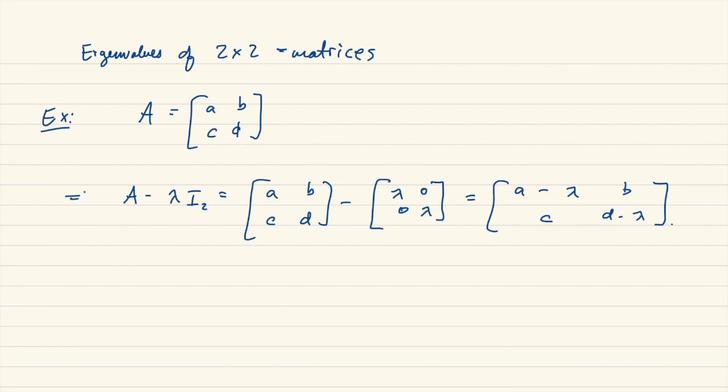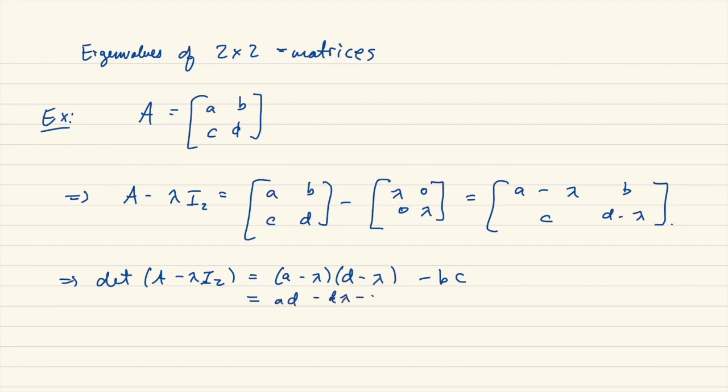So if we take the determinant of A minus lambda times I2, we're going to have a minus lambda times d minus lambda minus bc. And this happens to work out to be AD minus D lambda minus A lambda plus lambda squared minus BC, or you can rearrange that to lambda squared minus the quantity A plus D times lambda plus AD minus BC. The AD minus BC, I hope, jumps right out at you.